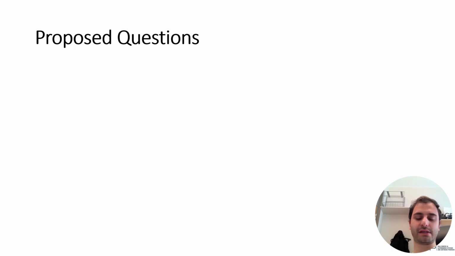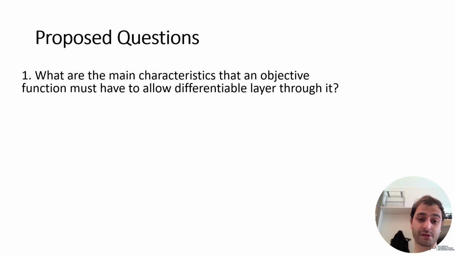So based on these motivation, applications, and problem formulation, we decided to propose 3 questions. The first one is, what are the main characteristics that an objective function must have to allow a differentiable layer through it? In these proposed questions, we are going to see different types of optimization layers. We can advance that there is no general framework to deal with different types of optimization problems with only one framework. And this is actually one of the challenges that we are going to see in the next slides.